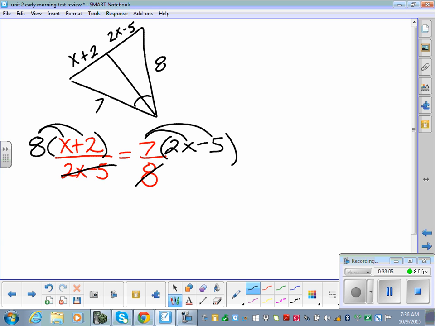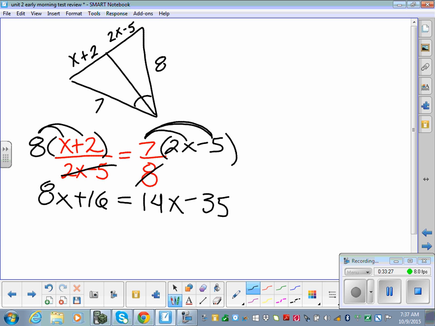Okay. So 8 times x is 8x, right? 8 times 2 is positive 16, so we put plus 16, which is equal to 7 times 2x is 14x, and then 7 times negative 5. Negative 35. So you put minus 35.